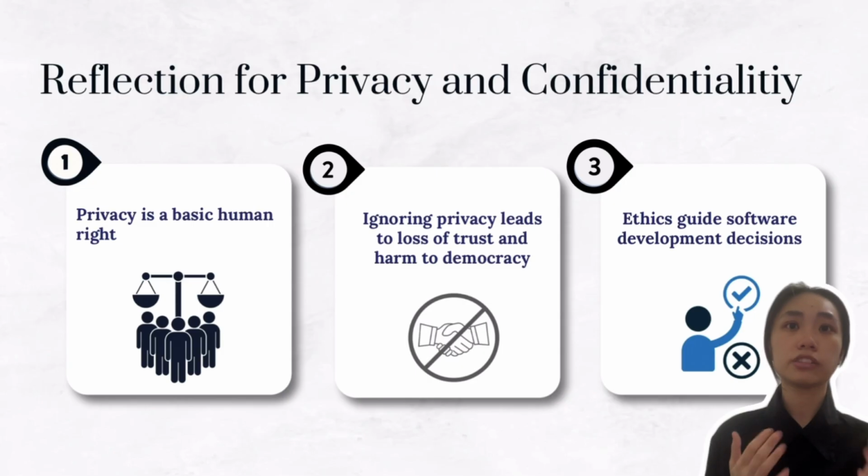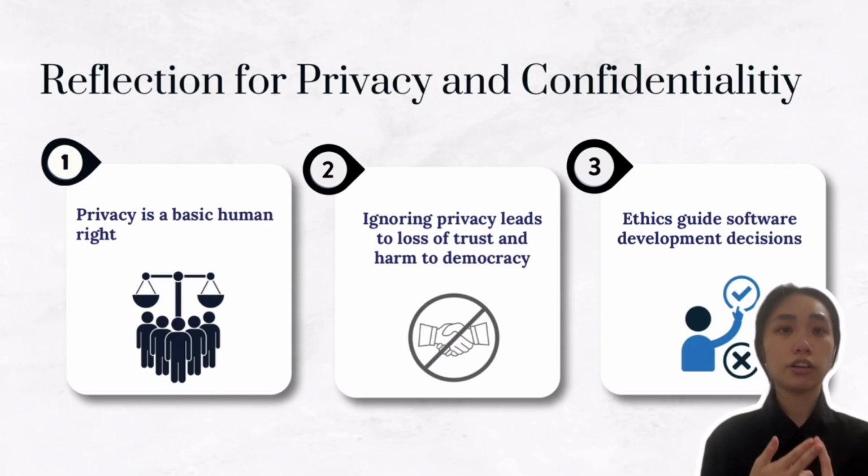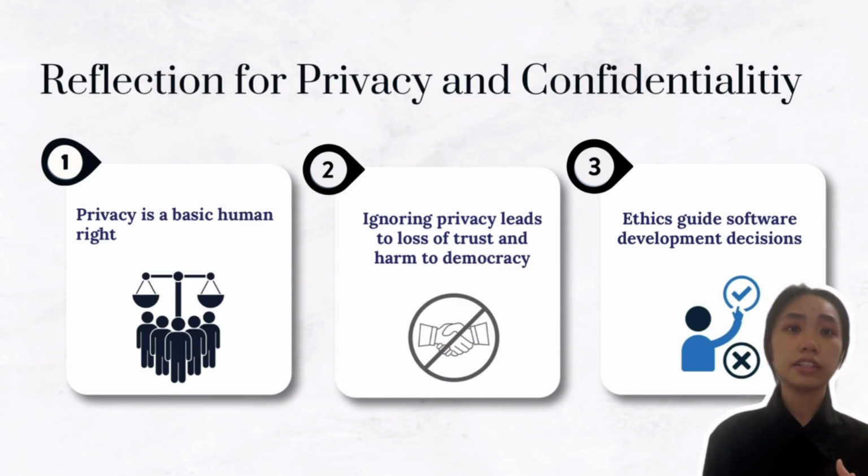It can affect public trust, influence political decisions, and weaken the foundation of democracy. It's important for us to understand the ethical responsibilities that come with our work. Our decisions should not be based only on efficiency or business success, but also on what is right and fair. Every line of code a software engineer writes carries a responsibility, as it can have a real impact on people's lives.